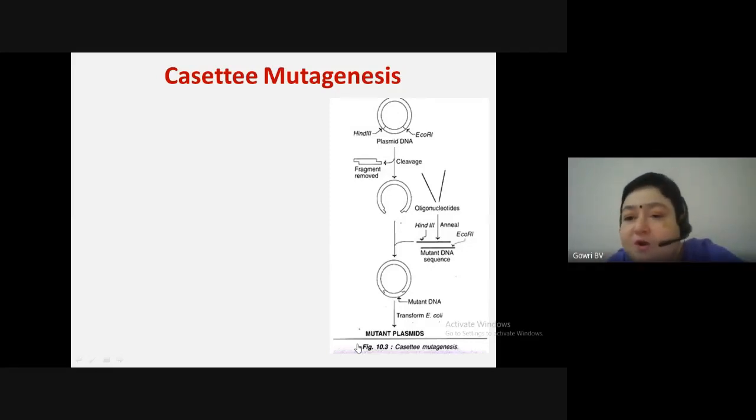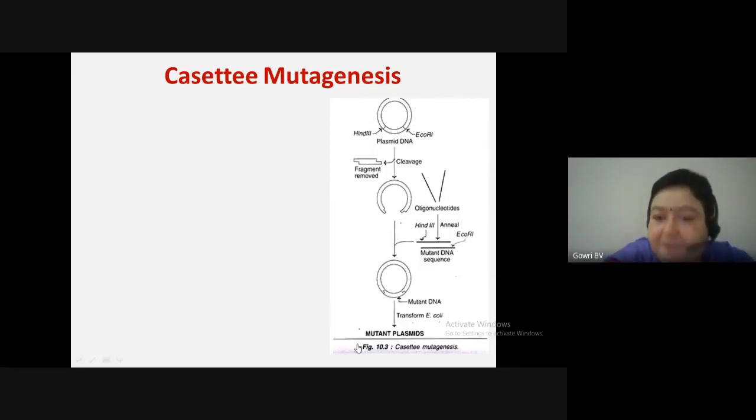You are synthesizing an oligonucleotide primer having the sites HIND3 and EcoR1, with two linear strands matching the open ends. You are annealing. Annealing is joining the strands in such a way that it has restriction sites for EcoR1 and HIND3, and that double-stranded DNA molecule is the mutant DNA sequence you are interested in. You are adding the mutant sequence and introducing it with the help of the enzyme DNA ligase. DNA ligase will bring about combination of these two molecules. It will bring about ligation.